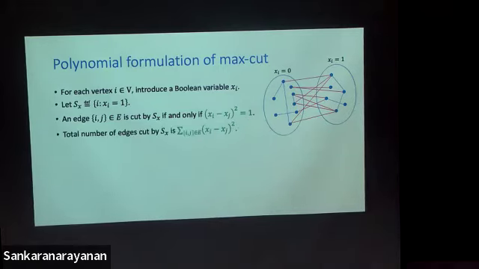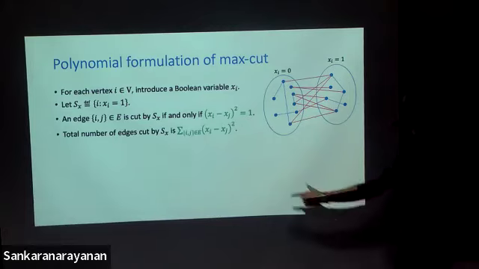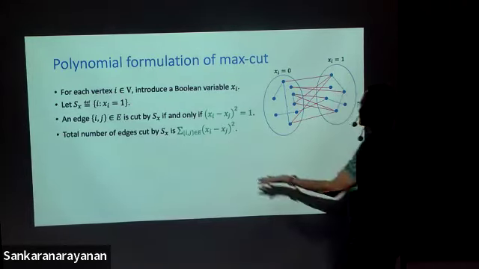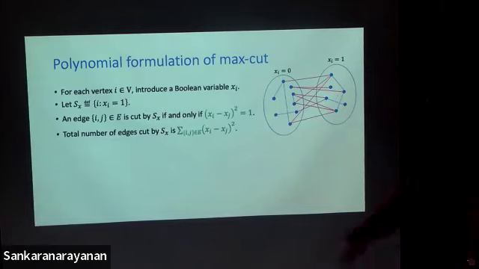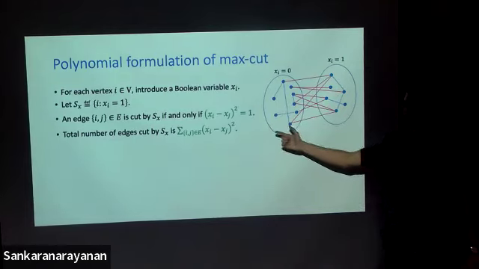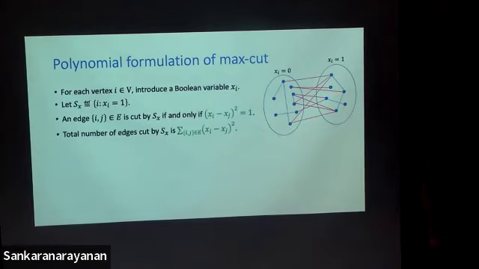Okay? So the total number of edges which are cut is just the sum over all the edges of (xi minus xj) square. Just follows from what we said in the previous line. This is 1 if and only if the edge is cut. So if you sum this over all edges, that is the number of edges which are being cut.